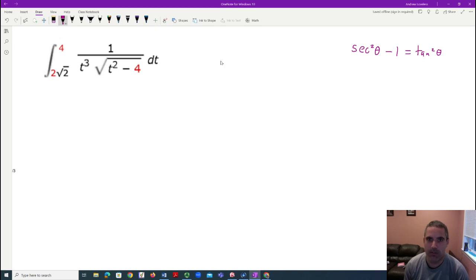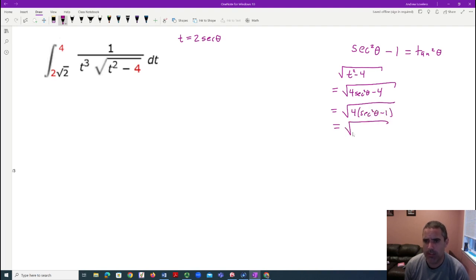The whole point of this is if I make the following substitution, t equals 2 secant of theta, then this identity will appear. But if I'm going to do that, I have to change a few other things. So this t squared minus 4 is going to become the square root of 4 secant squared of theta minus 4. And the point of that is then you can factor out a 4. It's going to become secant squared of theta minus 1, which becomes 4 tangent squared of theta, which is 2 tangent of theta on the appropriate domain.